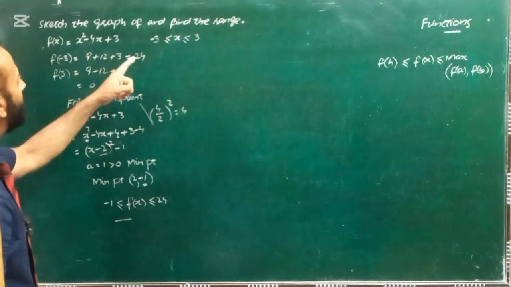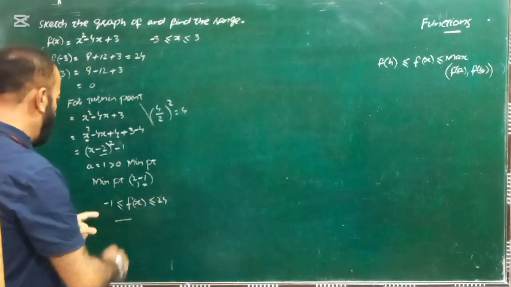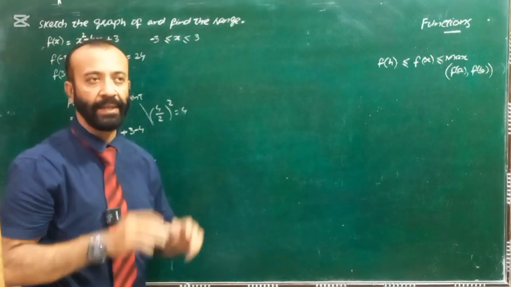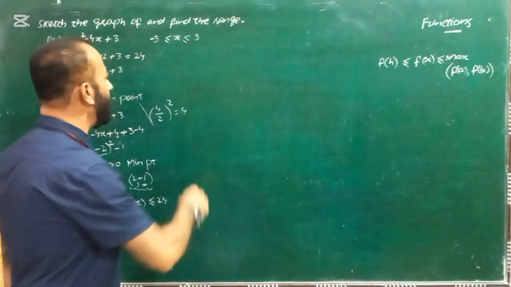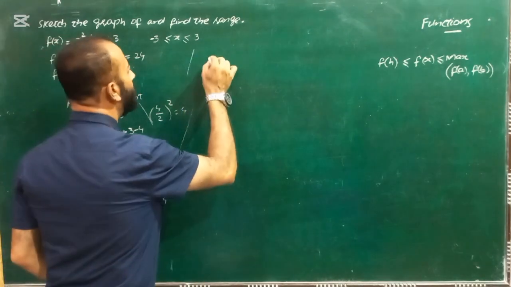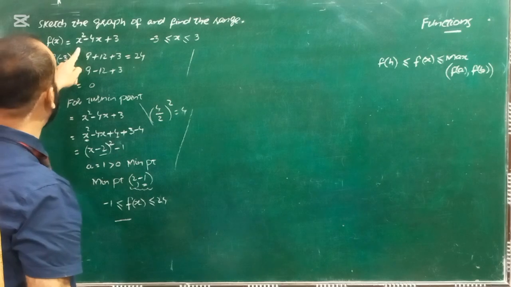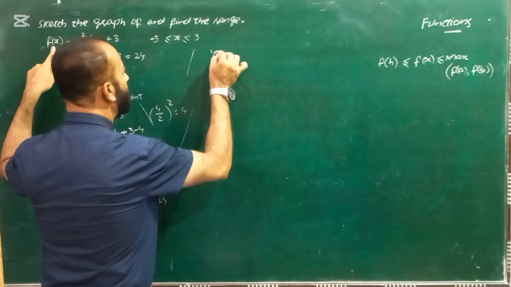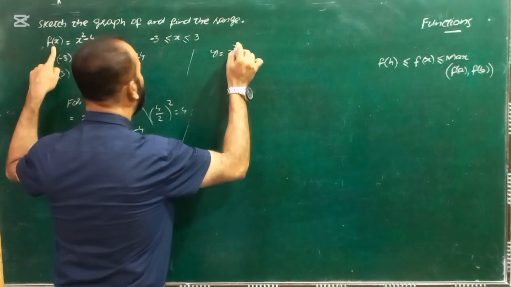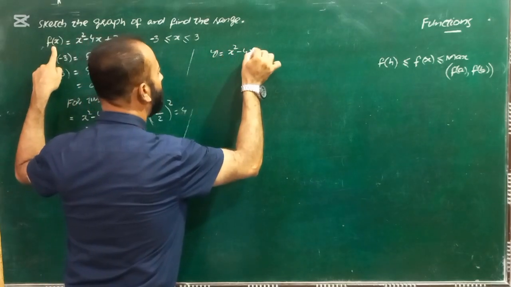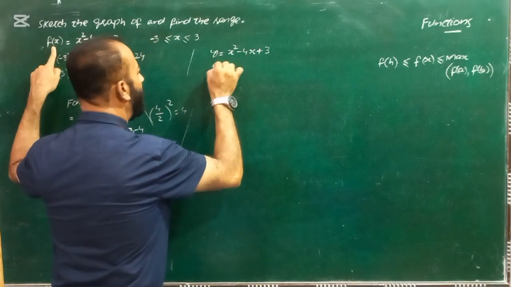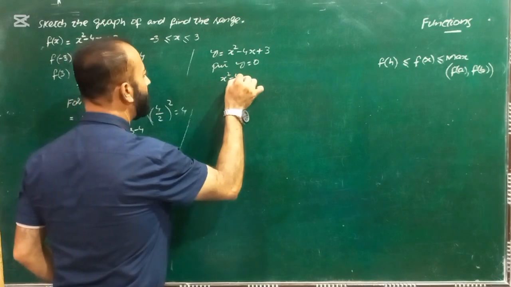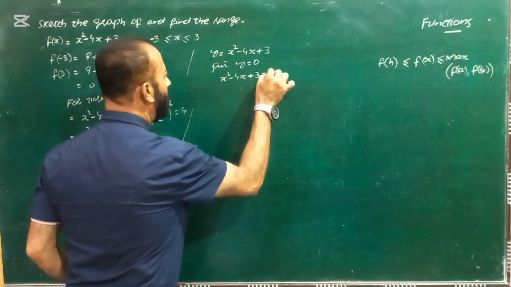The next thing that is required is to sketch the graph. We have the minimum point. If we have the intersecting points at the x-axis and the y-axis, then the curve will be sketched easily. So look now, here is the equation, that is x square minus 4x plus 3. So y is equal to x square minus 4x plus 3. Put y is equal to 0. That will make x square minus 4x plus 3 equal to 0.